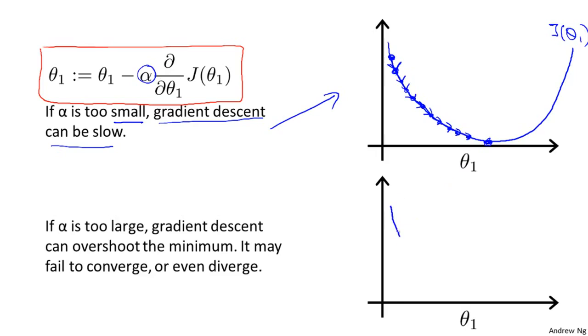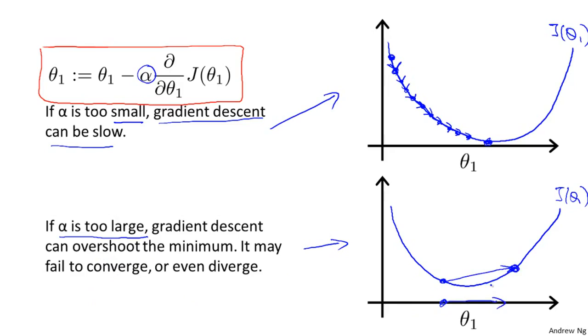So here's my function J of theta. Turns out if alpha is too large, then gradient descent can overshoot the minimum and may even fail to converge or even diverge. So here's what I mean. Let's say I start off theta there. It's actually pretty close to the minimum. So the derivative points to the right, but if alpha is too big, I'm going to take a huge step. Maybe I'll take a huge step like that. Right? So I end up taking a huge step.